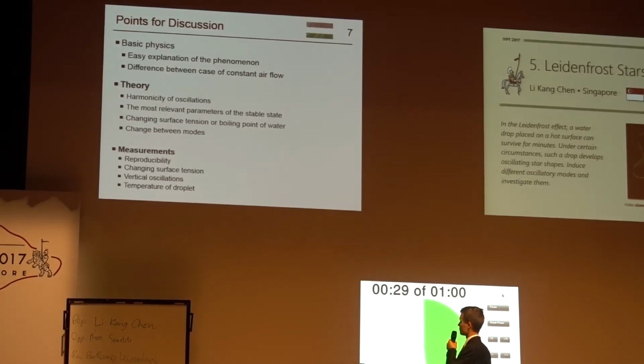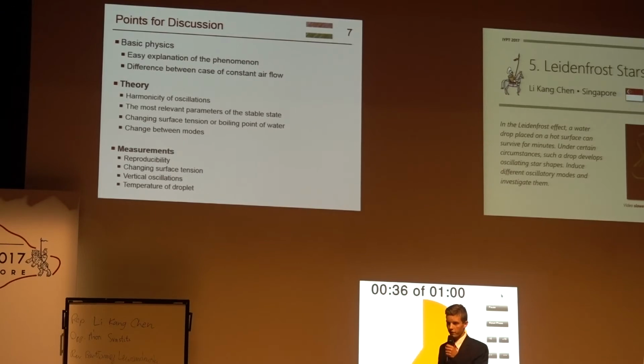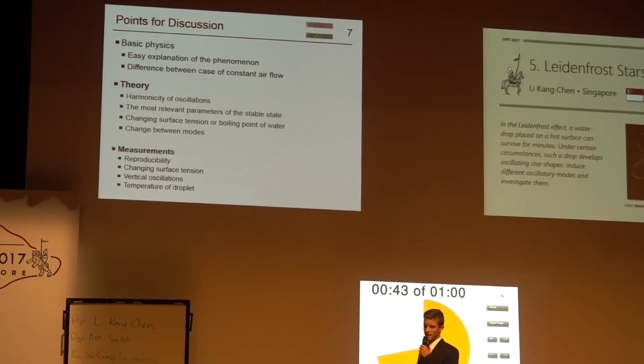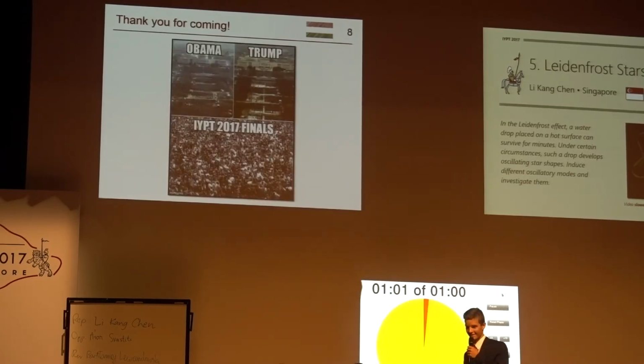And then we talked about the theory. I said that the oscillations were not harmonic, which he wrongly assumed, and therefore his theory had some problems in its basics. But he said that he couldn't change the surface tension of the water, which is a very interesting effect, because he could have seen some interesting points. And we also talked about his measurements. And finally, I would like to thank him for the discussion and thank you all for coming and seeing us. Thank you.